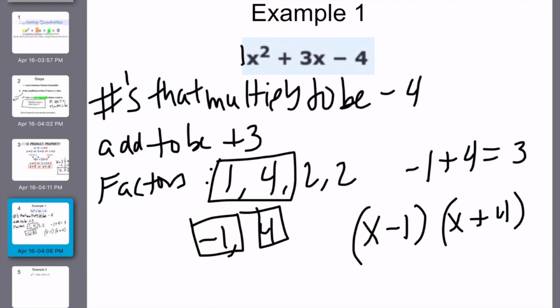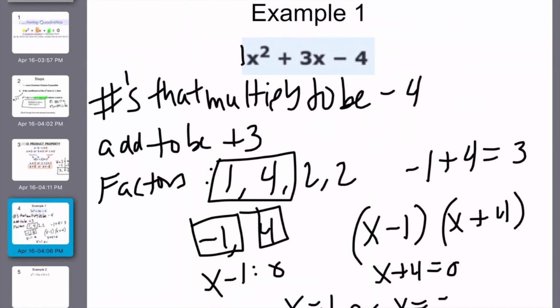But now I have to take it one step further and find the solutions here. I have to do the zero product property. So that means I need to set x minus 1 equal to 0 and x plus 4 equal to 0. And I know that my solutions are either going to be x equals 1 or x equals negative 4. And those are my two solutions when I factored this quadratic.